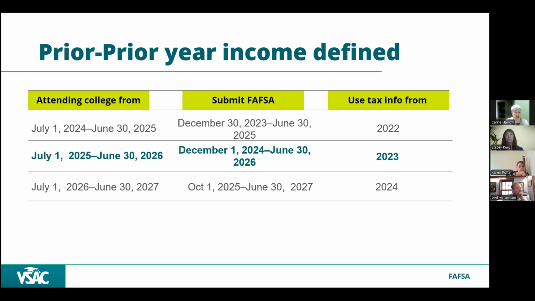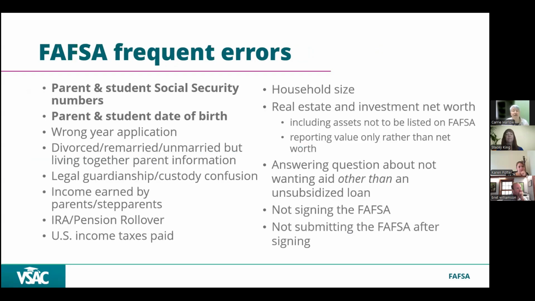Going to talk about frequent errors. And one of the frequent errors would be a reason why you need to have this information. And so people may want to bring a copy of their tax return with them to file their FAFSA. Let's talk about those frequent errors.